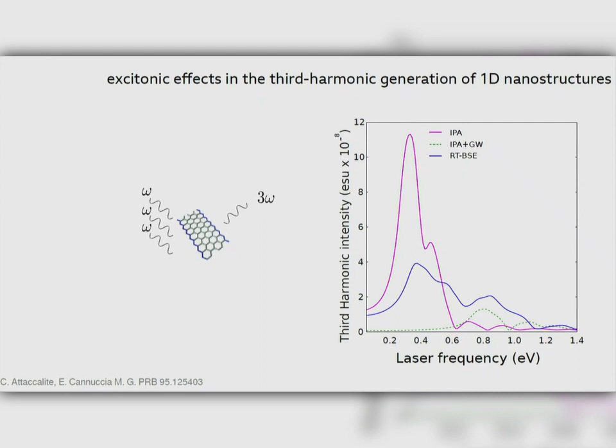So further, we also looked at third harmonic generation, in this case for a 1D nanostructure. So this is a nanoribbon of graphene. Again, here we look at the difference between the independent particle and full approximation, including both the quasi-particle correction, which renormalizes hugely the spectra, and the excitonic effects that, again, renormalize and redistribute the intensity.